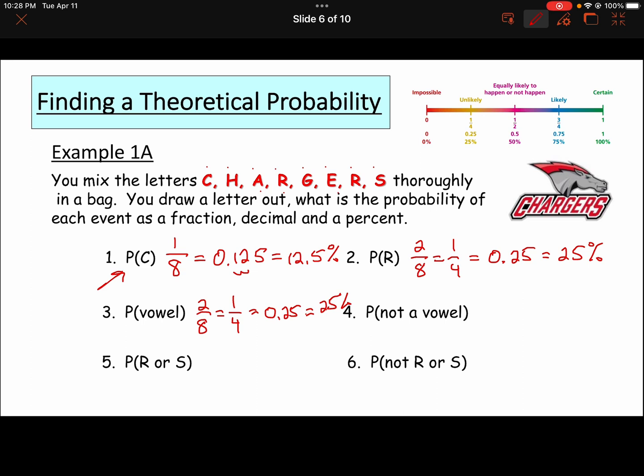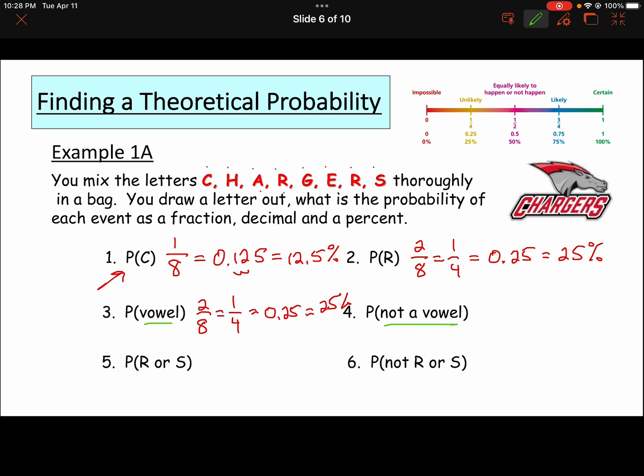Okay. Probability of not a vowel. This is called a complement. So these are complements, because here I have vowel, and the opposite of a vowel would be not a vowel. So it's going to be the exact opposite. And when you put these two probabilities together, it will always be 100% if you were to add them together, because something will either happen or it will not happen 100% of the time.